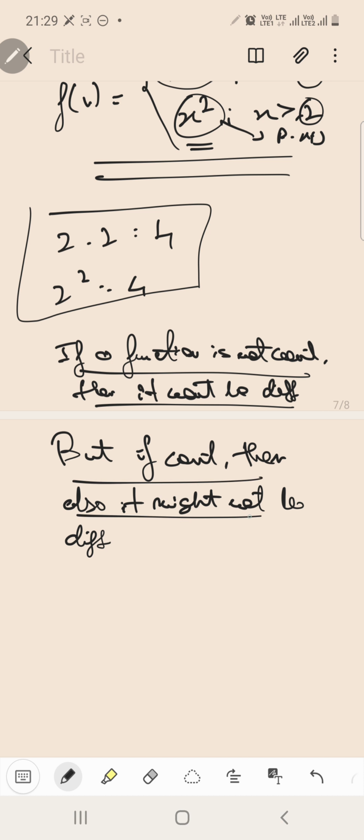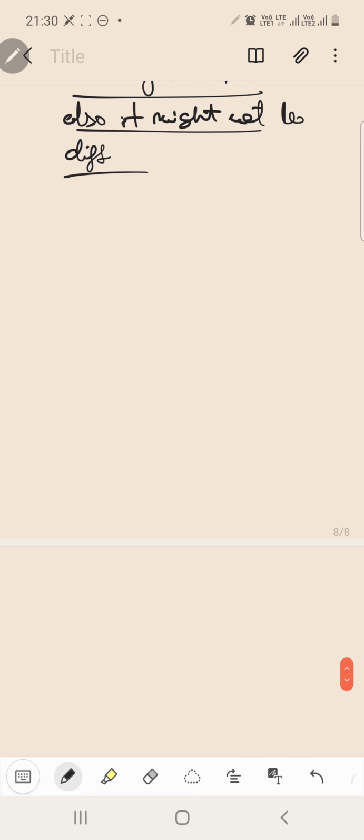So basically what I wanted to say is that if a function is differentiable, then the function must be continuous. For a function to be differentiable, it must be continuous. But if a function is continuous, that doesn't satisfy the condition for it to be differentiable. It can even be not differentiable despite being continuous, right? We can show you an example of this.